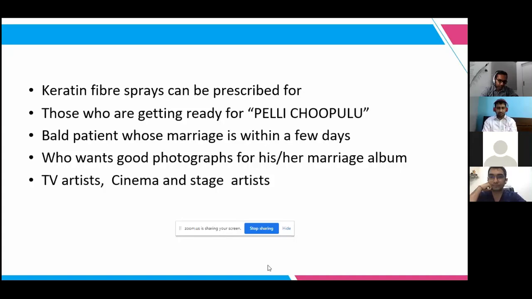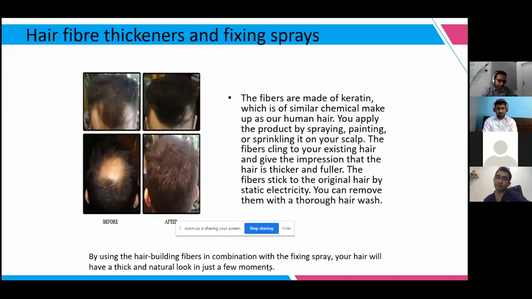Those who are getting ready for marriage proposals, or a patient whose marriage is within a few days, or who wants a good photograph in his marriage album, because that is a very important thing in their life. And TV artists, cinema artists and stage artists, we can prescribe it. It's not harmful at all. There are hair fiber thickeners as well as fixing sprays. People can use them, no harm. They don't have any side effects. I have also used them for some patients, but very rarely.